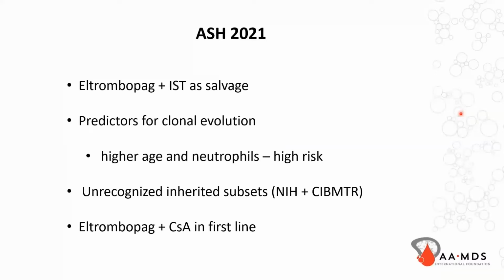We'll have ASH in a couple of weeks in December in New Orleans. So I'm bringing ASH 2021. And here, some abstracts that looked at combination of immunosuppressive therapy, or IST, with eltrombopag, but not in first line, but as salvage. So these are patients who were treated initially with immunosuppression, usually with ATG cyclosporin alone, and they relapsed, for example, and then you try to salvage them.